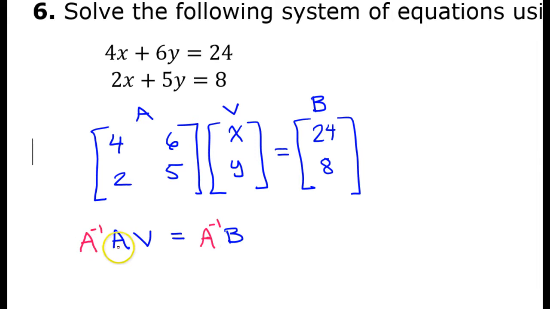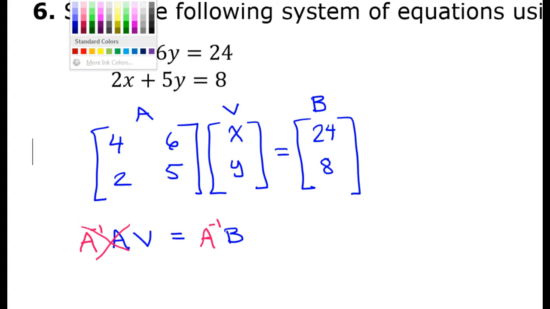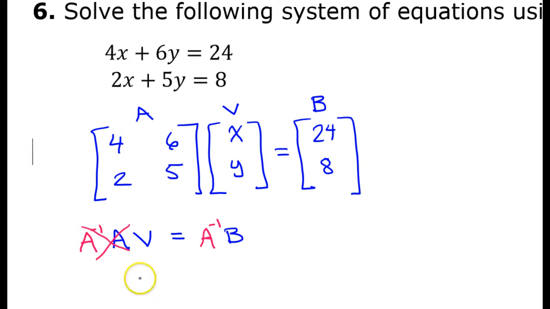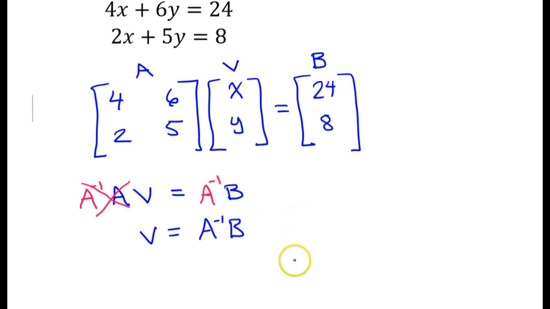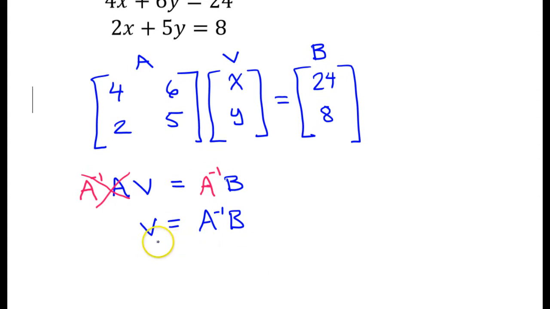Now, A inverse times A, that's just the identity matrix. So they basically cancel each other out. So we're left with matrix V, the variable matrix, is equal to A inverse times B. So this is what we will use to find the variable matrix and solve the problem. We will find A inverse, and then we will multiply that times matrix B.